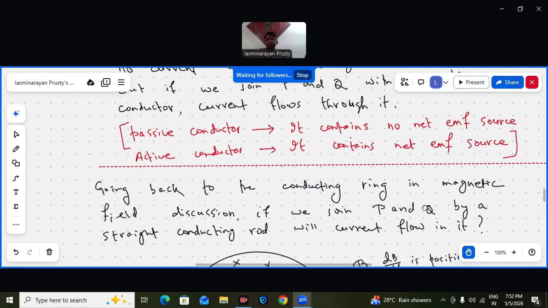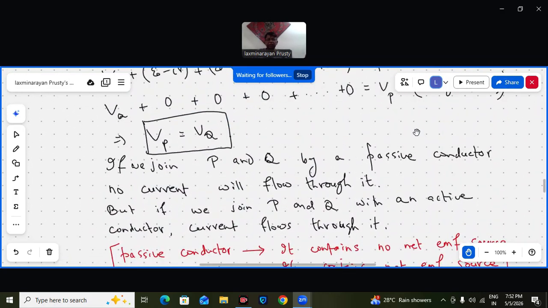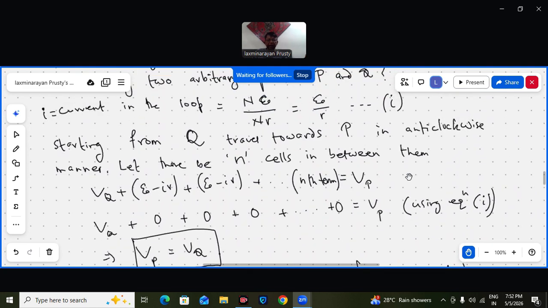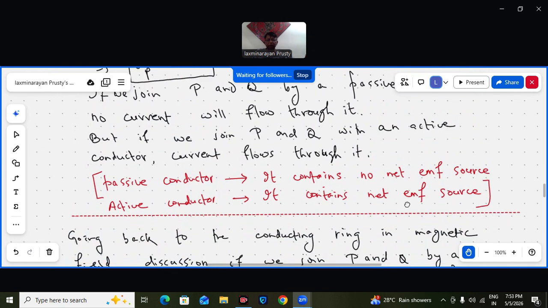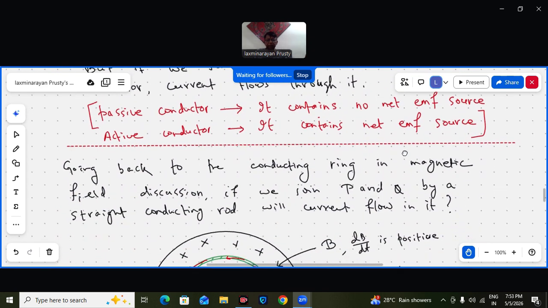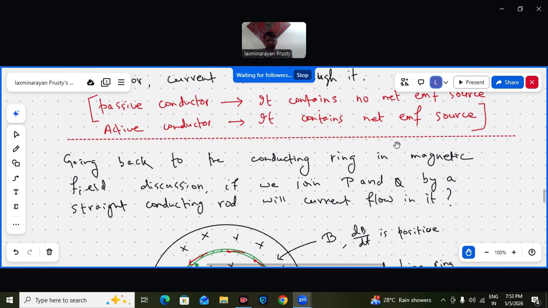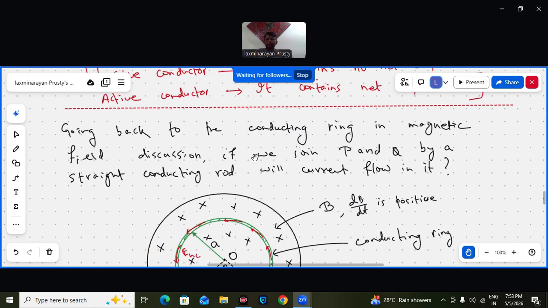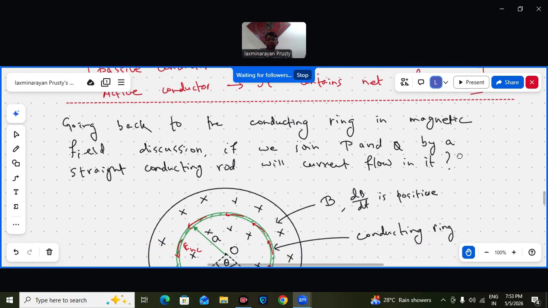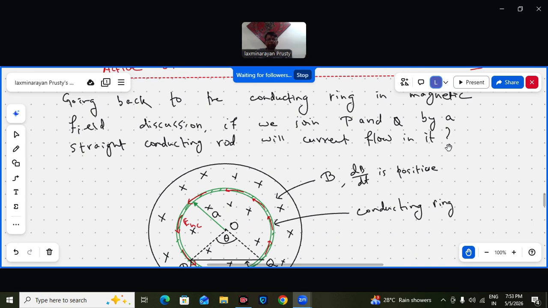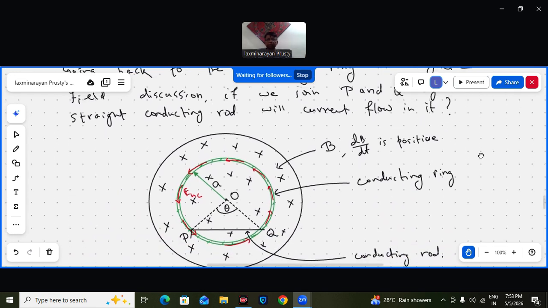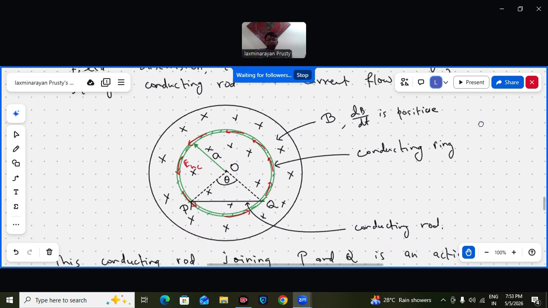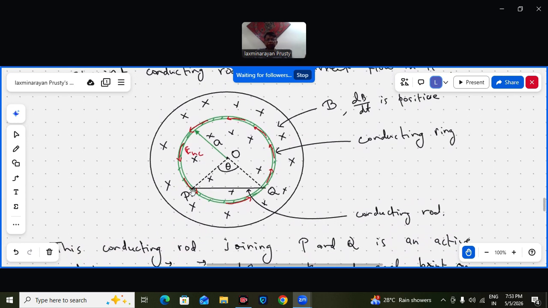So that's it. I took a detour and went to current electricity so that you can understand this EMI also. So going back to the conducting ring in magnetic field discussion, we can join P and Q by a straight conducting rod. Will current flow in it? Okay, P and Q are at the same potential. VP is equal to VQ, already proven.